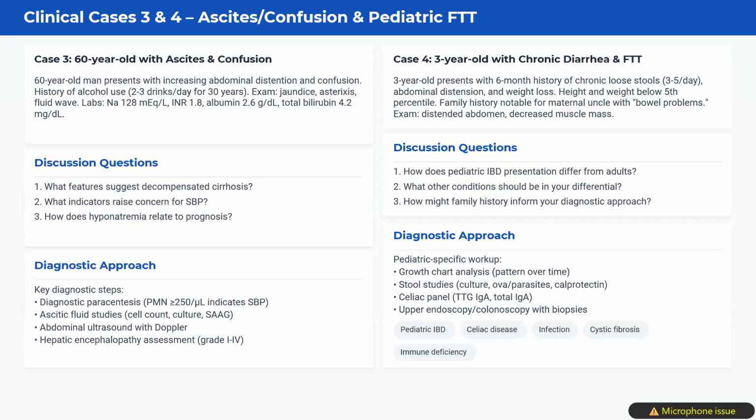Here we have a 60-year-old with ascites and confusion. This is a decompensated cirrhosis case, classic, and it's not benign. So every finding here tells you that the liver has moved beyond injury to systemic failure.